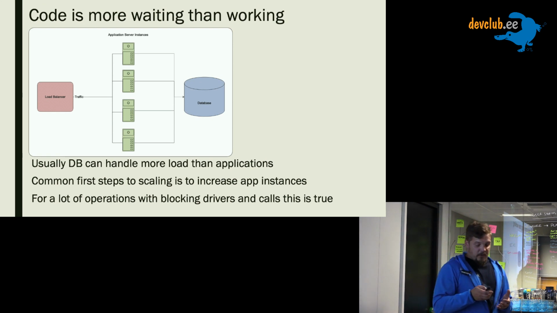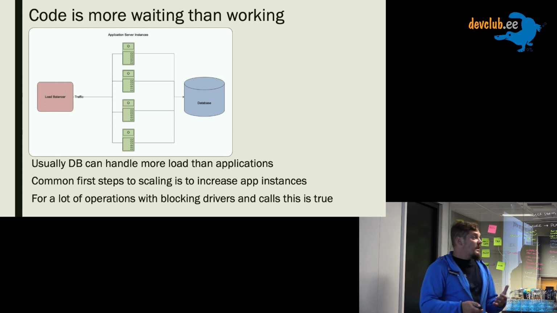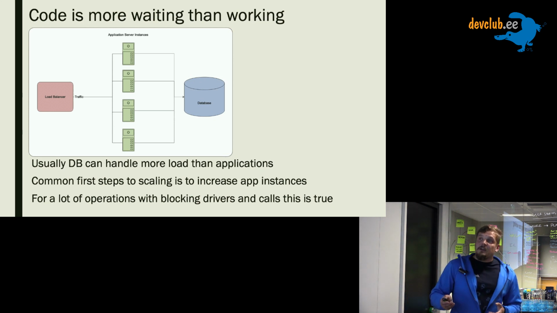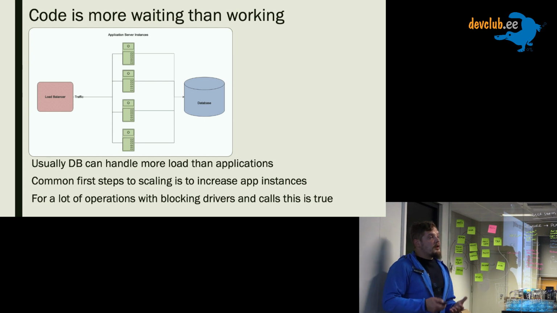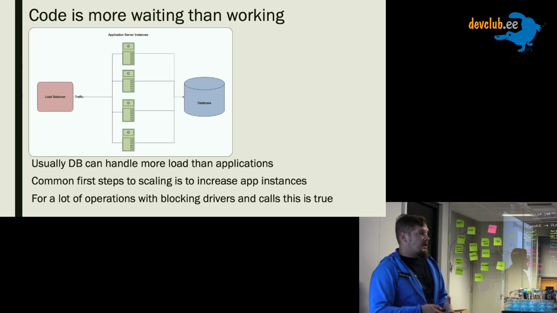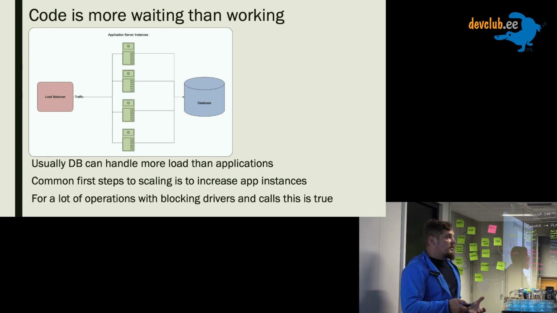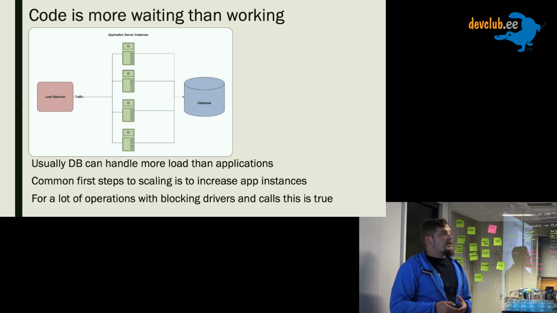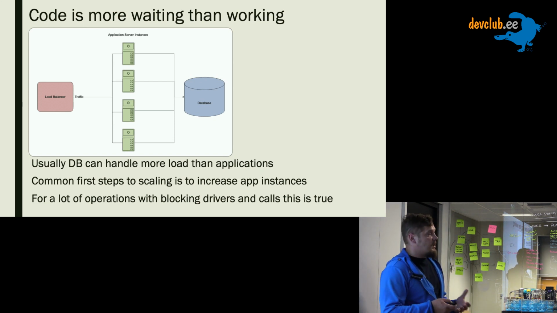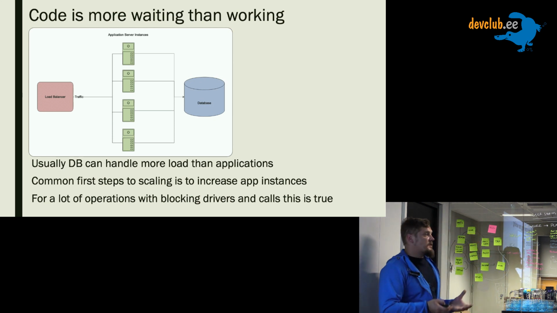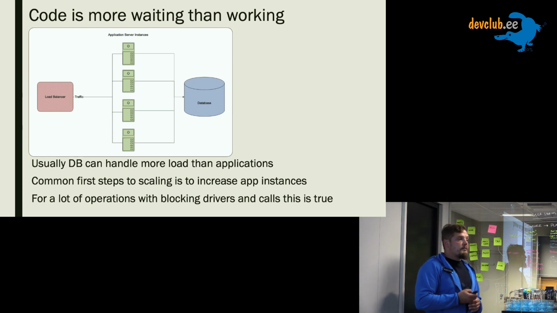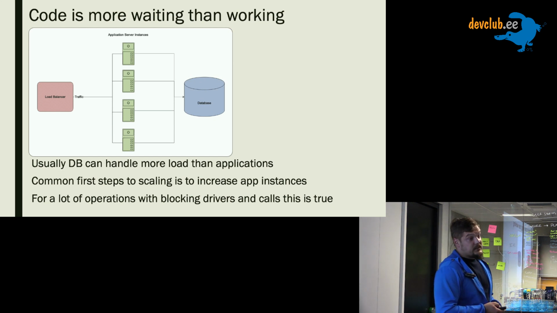Because if, for example, you open some book about how to scale an application, then probably the first recommendation is to add some application instances. Why? Because usually a DB can handle more load than your application can provide, because an optimized DB is working in an asynchronous way with a quite complex mechanism, again, about managing its own state. And for a lot of applications with blocking synchronous drivers, this is true.